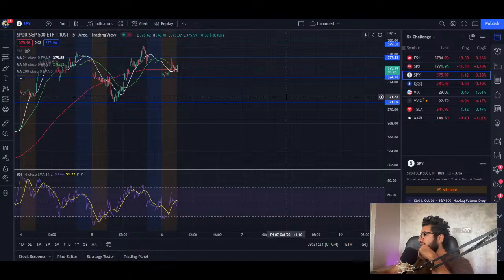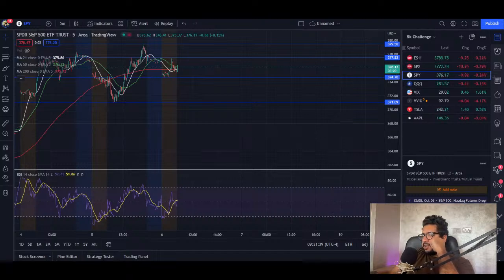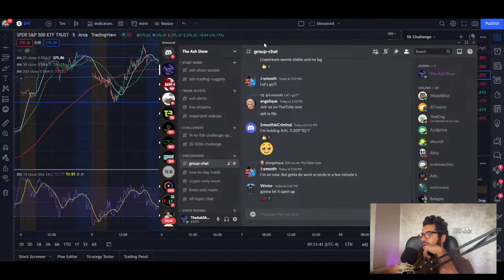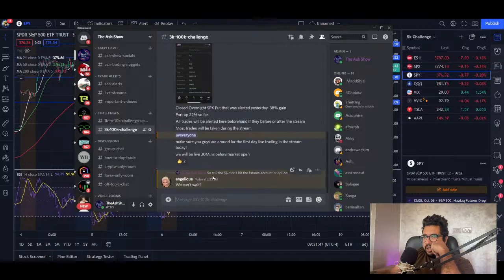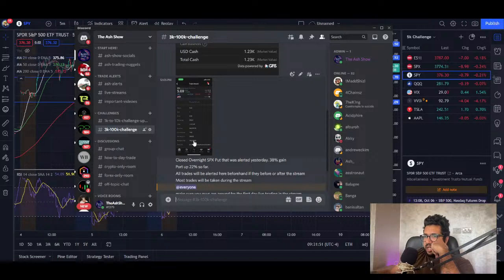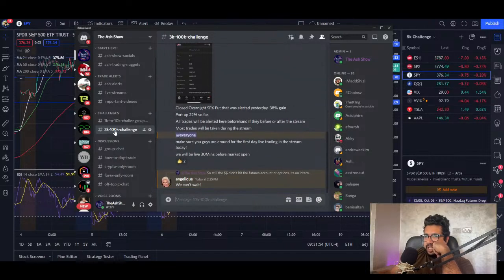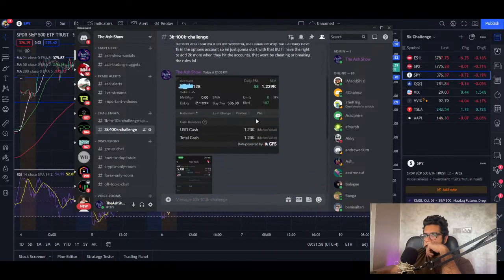So what was the missed trade? I took puts before the close yesterday. You should be able to find the alerts here, guys. So this is the Discord. You will find the alerts in here, with proof of all the alerts and everything. If we take anything, it will be in the 3K to 100K challenge part, and I'm going to post proof of my positions as well, of course.